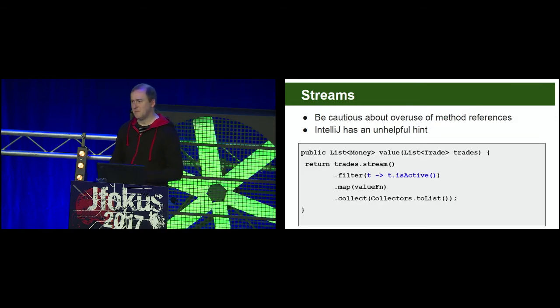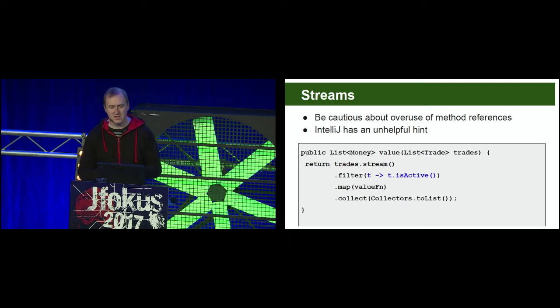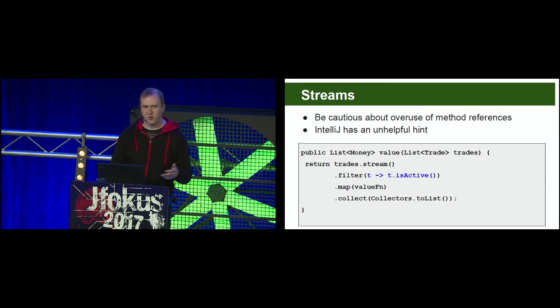Method references. A method reference is just an alternative way of writing a lambda where it points to a method. So if you were to put code like this into IntelliJ, where we're filtering, basically doing T, and then calling the method isActive on T, IntelliJ would helpfully say you should change that to be a method reference.